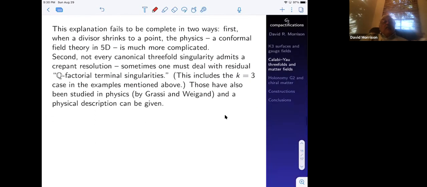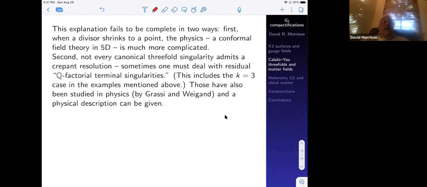So that explanation of wrapping M2 branes on S2s fails to be complete in two ways, or for two reasons. One is that I might be shrinking a complex divisor to a point. And in that case, the physics that I would get, if I'm compactifying M theory on a neighborhood of that divisor, is a conformal field theory in 5 dimensions.